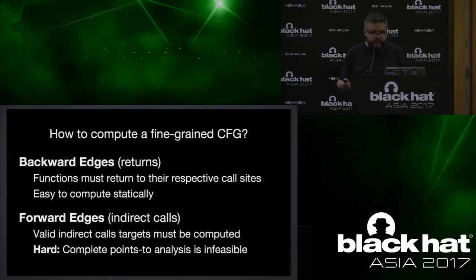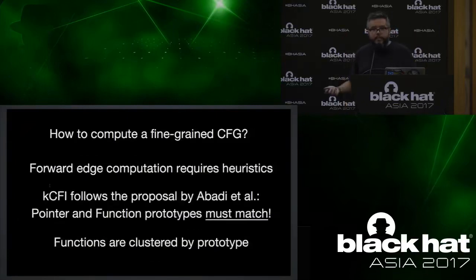So you have to do some sort of heuristics here. And what we do is follow the approach originally proposed by Abadi et al. This is the guy who originally proposed CFI in 2005. He's a researcher from Microsoft Research, or was, I don't know if he's still there. But in his approach, basically, if you have a function pointer, and this function pointer has a prototype, and you have a function that has a prototype, then you enforce that these prototypes must match in order for this call to happen.